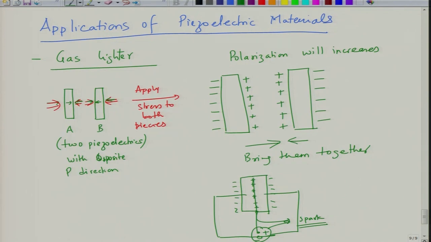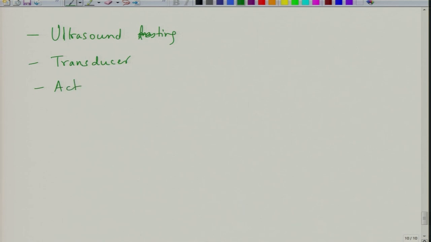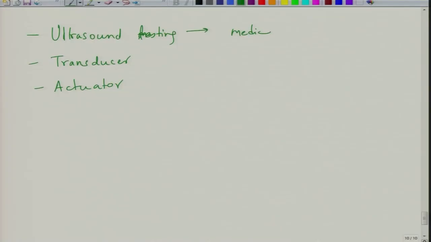Now there are other applications as well. Piezoelectric is a very useful material. It is used for other applications such as ultrasound measurements, if you know those. Ultrasound testing. It works as a transducer. It works as an actuator. Ultrasound testing is basically based on the principle of generation and detection of ultrasound waves, which are generated using a piezoelectric. So they are very useful for medical applications.